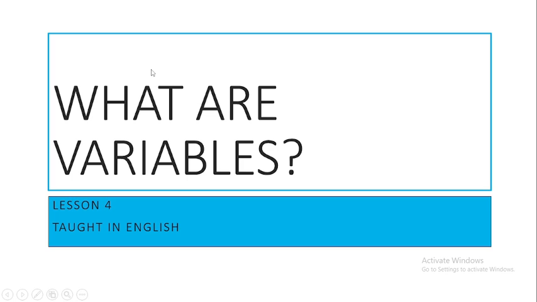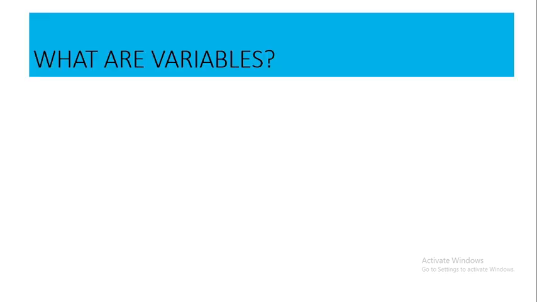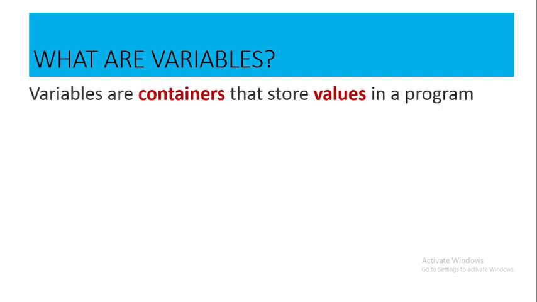Lesson 4. In this particular lesson, we are going to look at what variables are. So what are variables in computer programming? Variables are just containers that store values in a program.